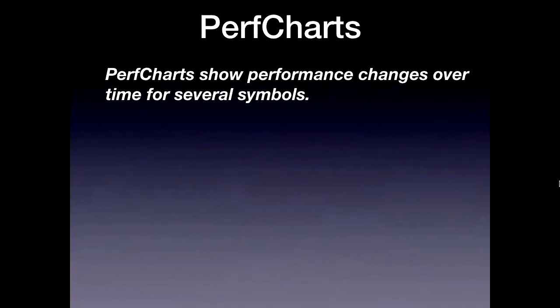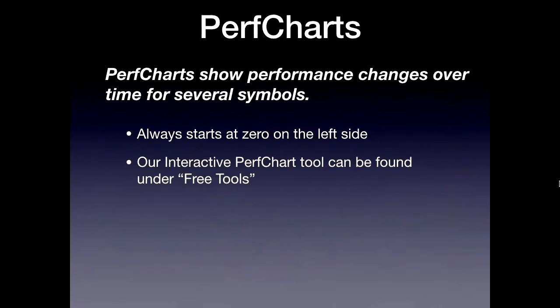So how can we look at where we are now and what the actual data is? Well, we've come up with a tool that we try to use to visualize this. It's called PerfCharts. It's by no means a perfect tool, and sector rotation in general is not a perfect science. There is a lot of interpretation involved. But PerfCharts show performance changes over time for several symbols overlaid on top of each other. On the left side of every PerfChart, everything starts at 0, and on the right side, the percent change over the course of the chart is what's displayed.